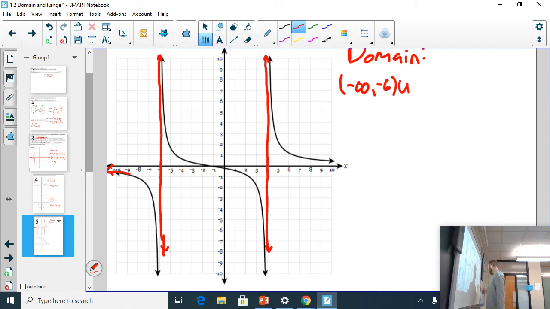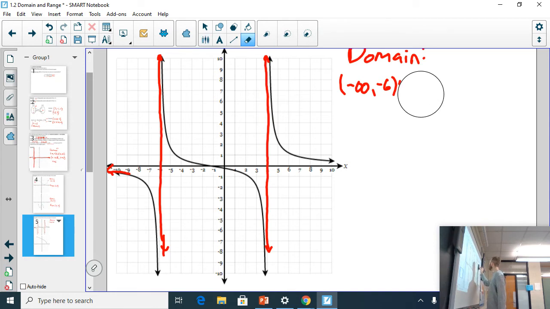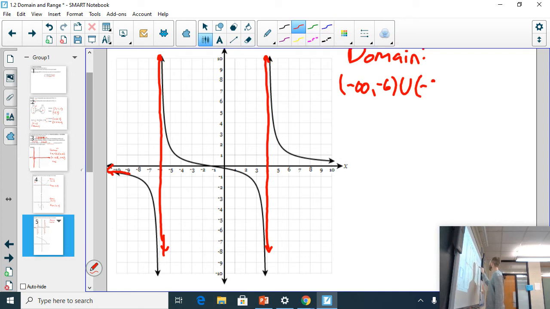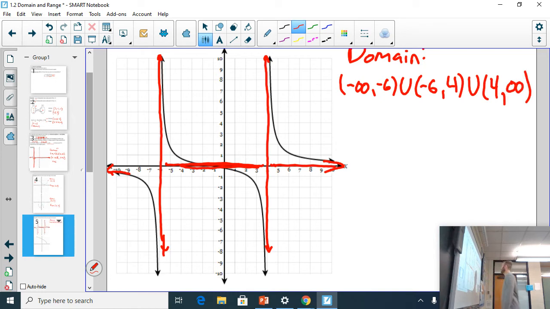And we're going to have to pick up with a union at -6 again, because we're good on the x's in here, right? And then we go all the way up to 4. Well, 4 is not included, so we have to leave that out and pick it up again over here. And then notice from 4 onward, we are good all the way to infinity. So that would be interval notation, which gets a little messy when we have 2 breaks like that.